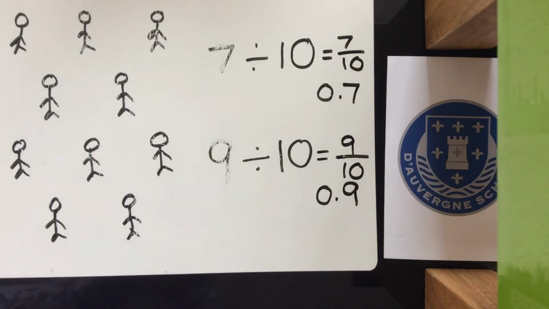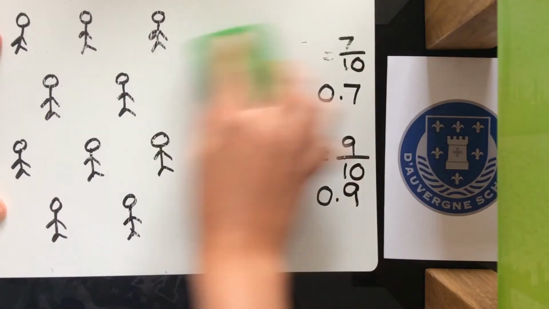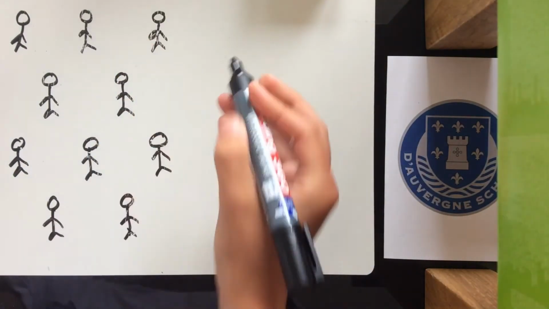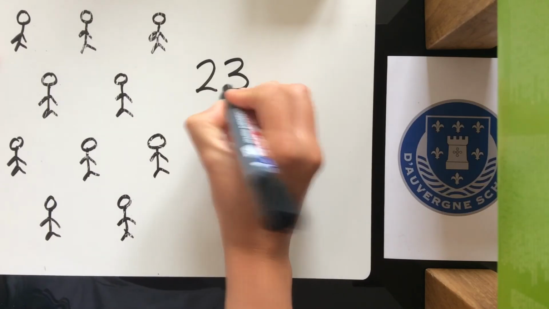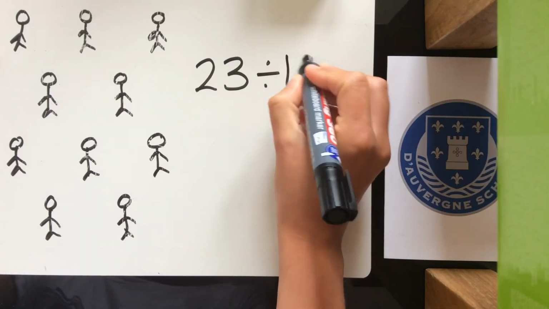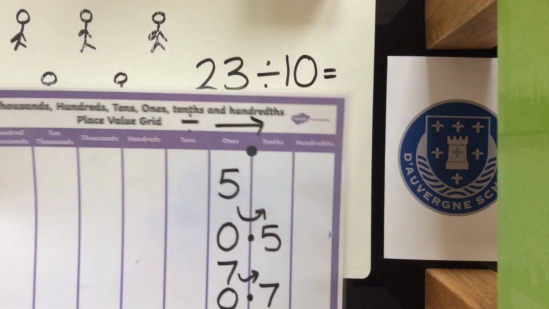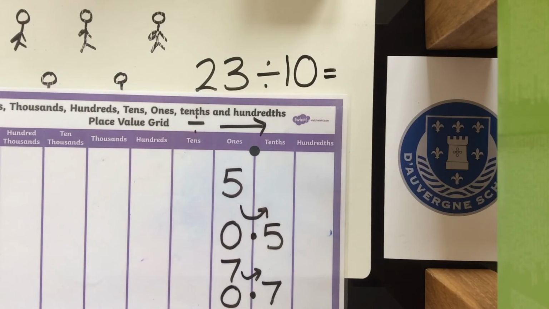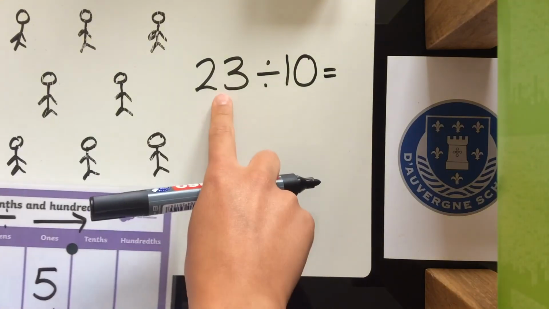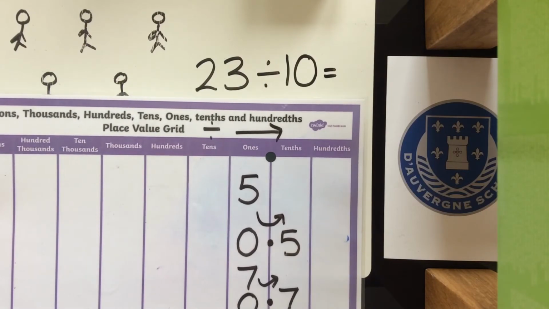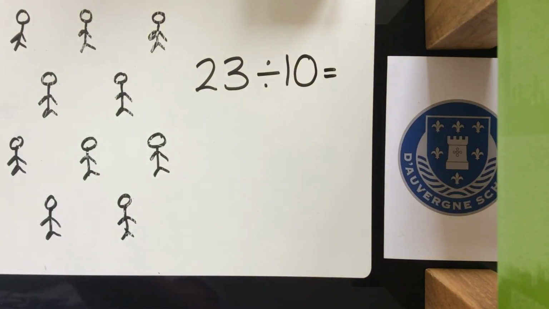Okay, let's go back to our whiteboard. I'll keep my 10 children up because we are still dividing by 10. But this time we're sharing 23 pieces of paper between 10 children. Think about what that would look like on our place value grid. We have to write in our number and then we're moving it back a space. Pause the video now whilst you give that a go.